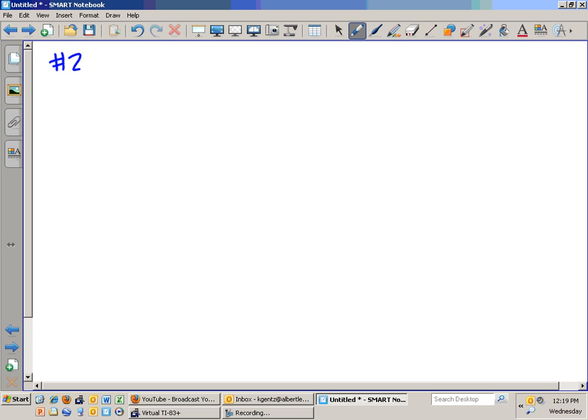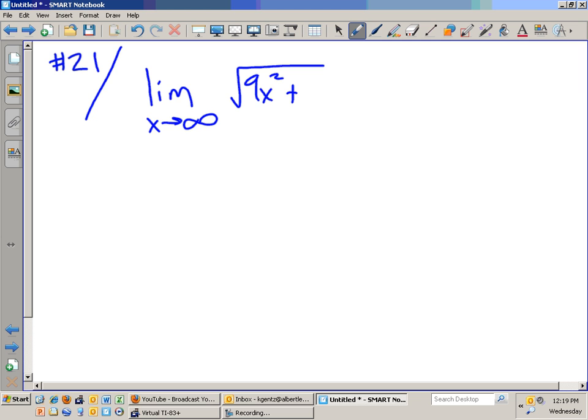Let me do number 21 for you. Again, this will give you an opportunity to practice some other ones. Number 21 says the limit as x approaches infinity of the square root of 9x squared plus x minus 3x. I tried this two ways. The first way I tried it, I came up with the wrong answer. I did everything I thought was pretty fair, but unfortunately it didn't work out.